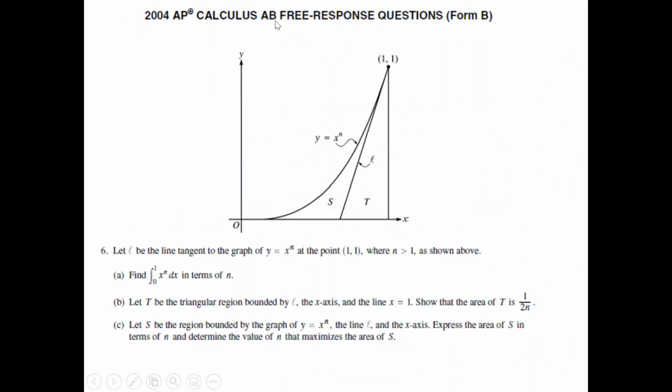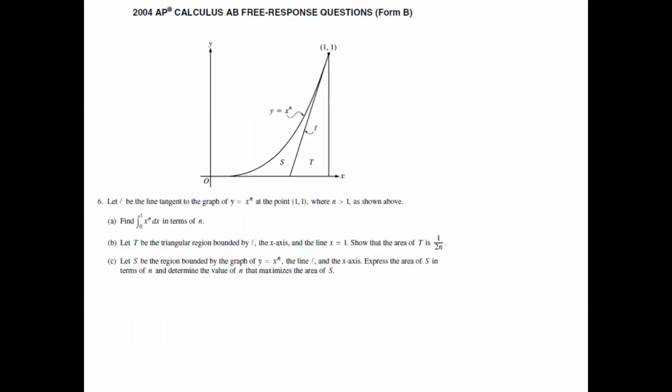Okay, so it says let L, which is going to be this line right here, be a tangent line to the graph y equals x^n. So this is obviously a tangent. L is the tangent line to this equation at the point (1, 1), so x equals 1, y equals 1, where n is bigger than 1, as shown above. The first part asks you to find the integral from 0 to 1 of x^n dx in terms of n.